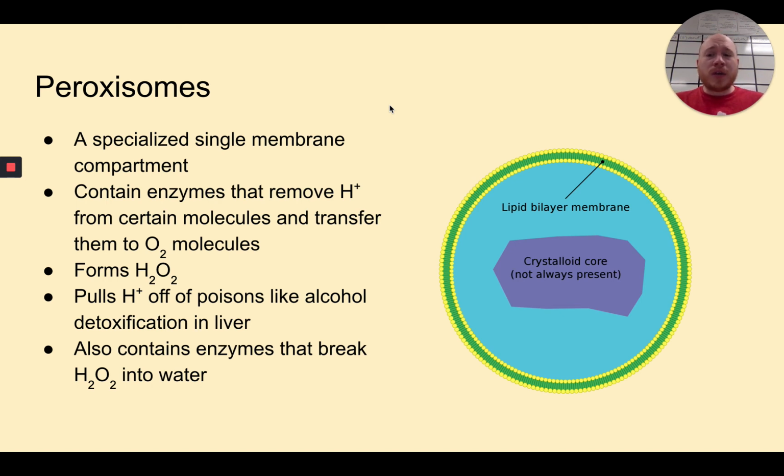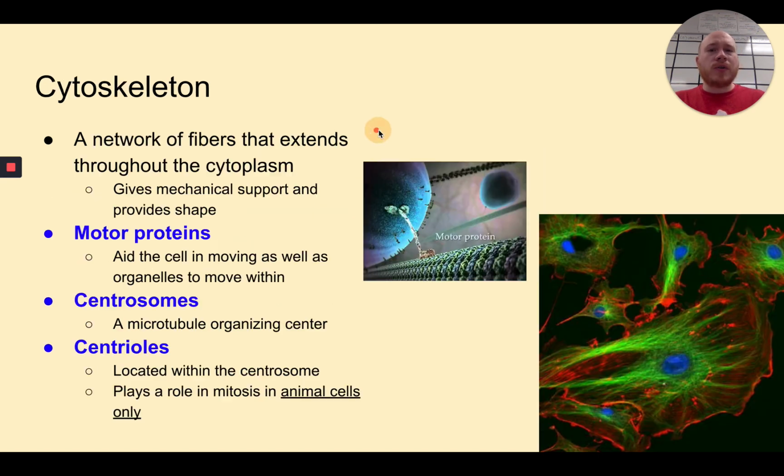And so what it'll do then is pull hydrogens off of poisons like alcohol in the liver, and then eventually it will use enzymes to break the hydrogen peroxide down into things like water and oxygen, so that the cell can use those products. Because water is just a waste product at this point, and oxygen can be reused in respiration.